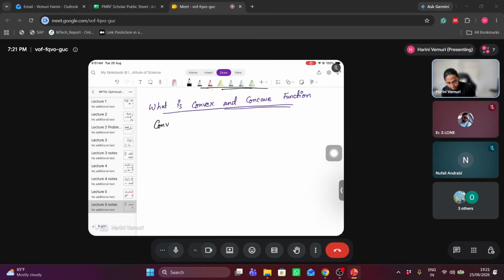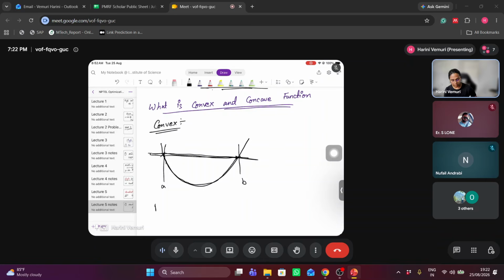So what is a convex function? Suppose we have a function like this and we have 2 points on it and we are joining them, then this line will always lie above the function between the 2 points. Okay. So from A to B, if you see the convex function, this function is lying below the line joining the points A and B. That's how we define a convex function.